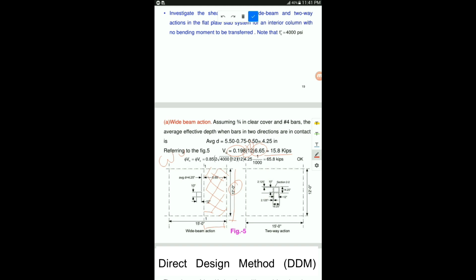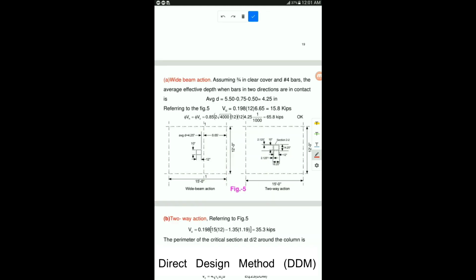Now we will check what the one-way shear strength is. The formula is phi Vc. Please note that the value of phi taken here is 0.85. This is the old value. You have to consider the new value of the shear strength reduction factor as per ACI, that is 0.75. The rest of the calculation will remain the same: phi into 2 into root f'c. I'm just going to write the formula here for you.